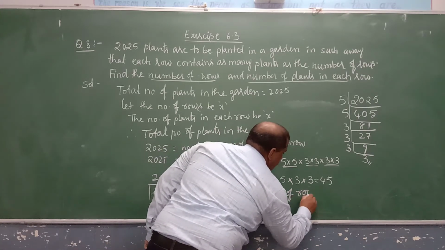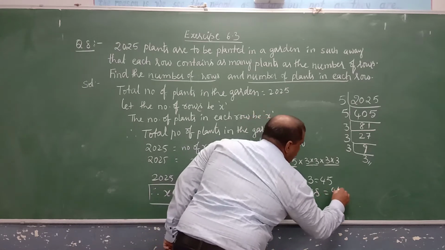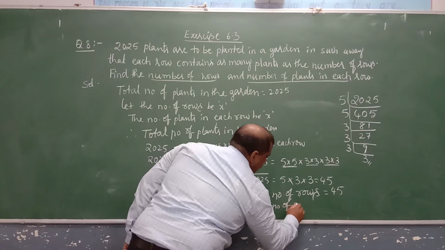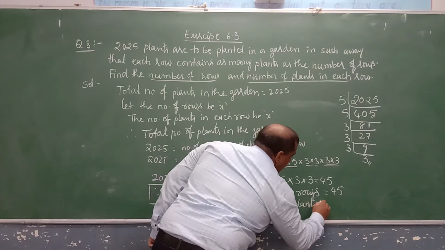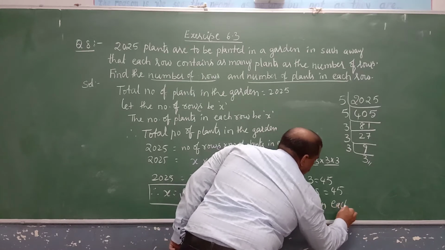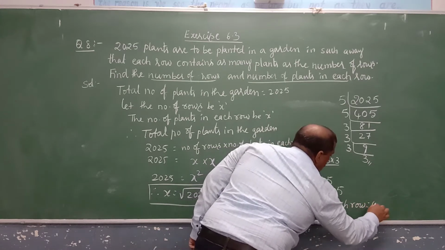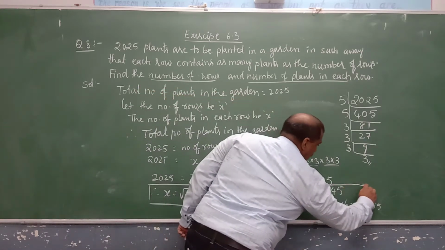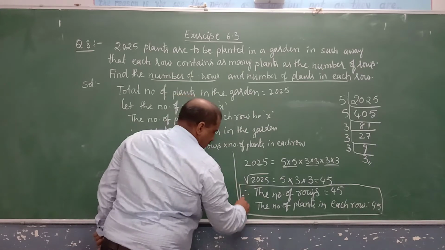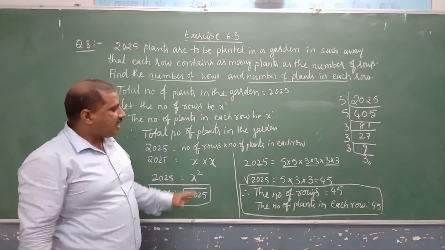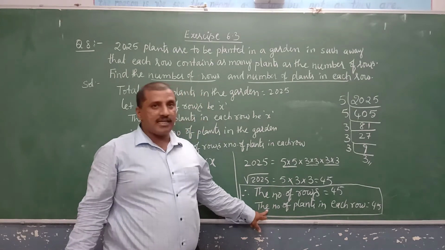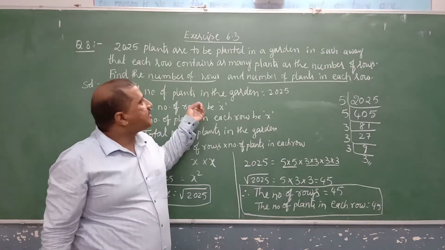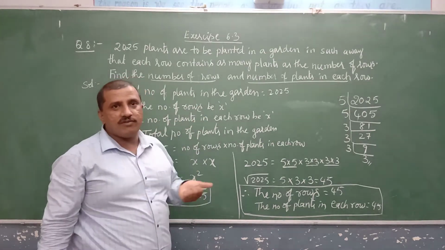Therefore the number of rows is equal to 45 and the number of plants in each row is equal to 45. So like this we find the number of rows and number of plants in the garden. Finally, the number of rows is 45 and the number of plants in each row is 45 only. Now can you say one or two situations where you find this kind of problems?